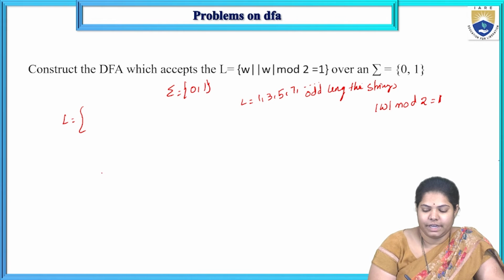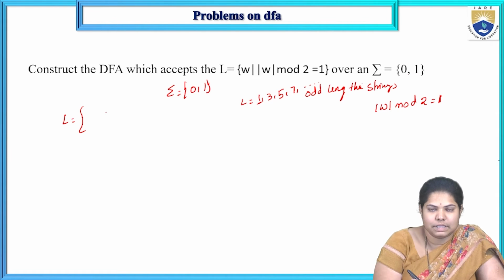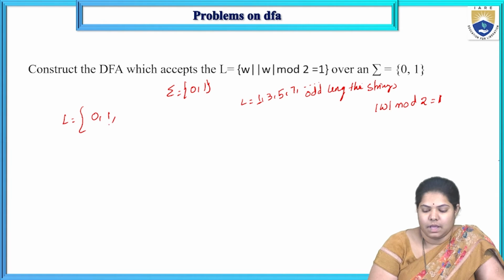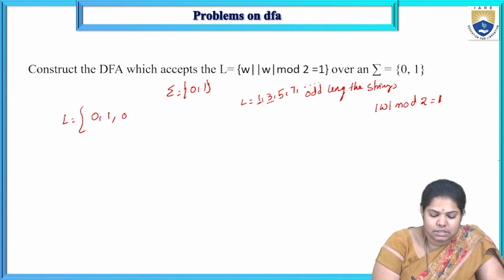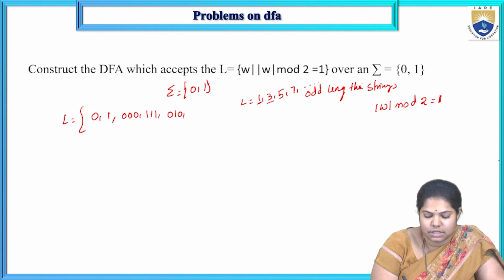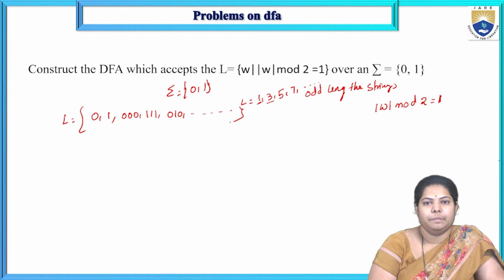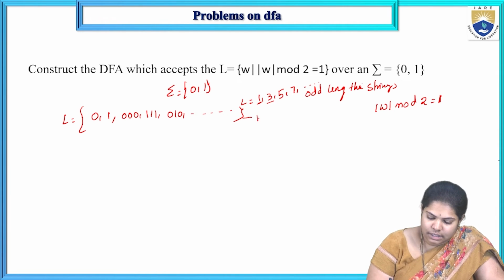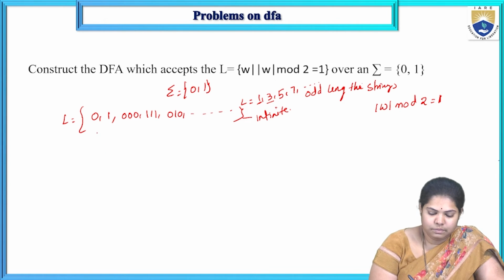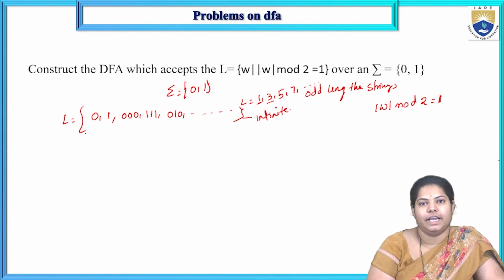Right? So if I take the one length strings on the input symbols 0 and 1, I get 0 and 1. What are the 3 length strings? 0, 0, 0, 1, 1, 1, 0, 1, 0 and so on in the same way. Right? So is this language finite or infinite? It is an infinite language.